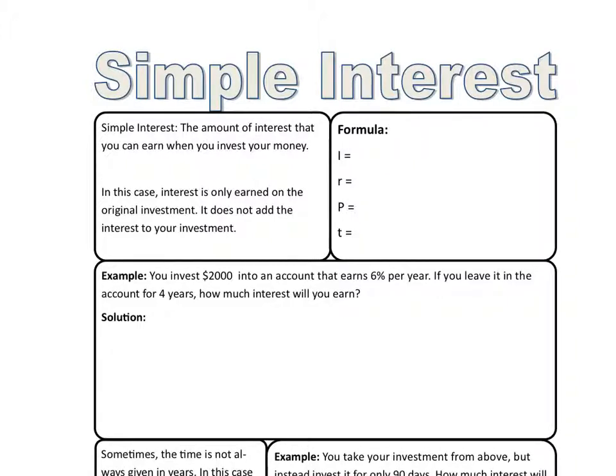But it will help us to understand what we're going to do later when we talk about compound interest. So the first thing I just want to show you is the formula for simple interest. And it looks like this. I equals P times R times T. So you're kind of wondering, what do those letters mean? I is your interest that you've earned.